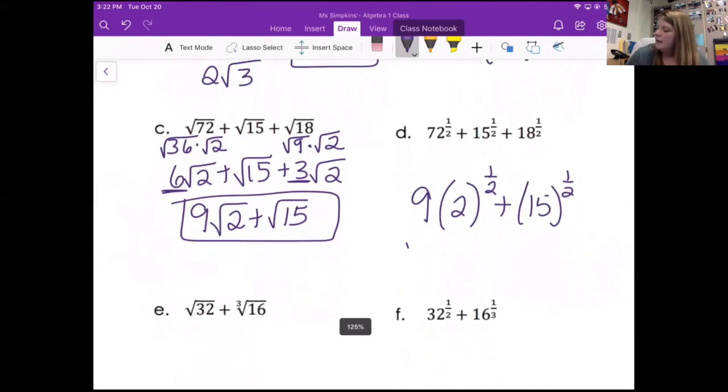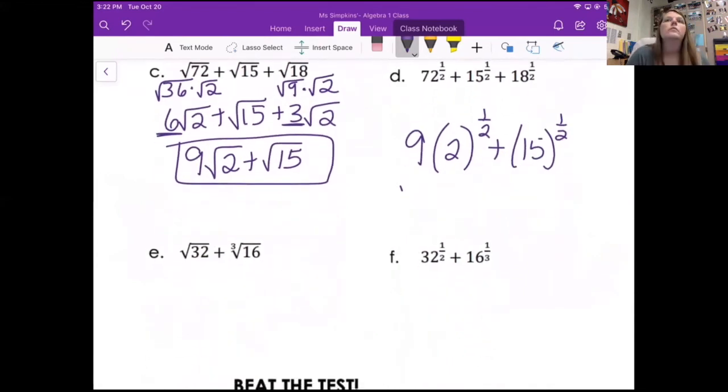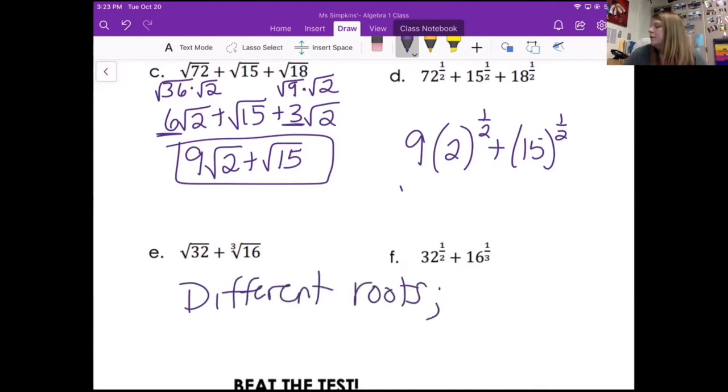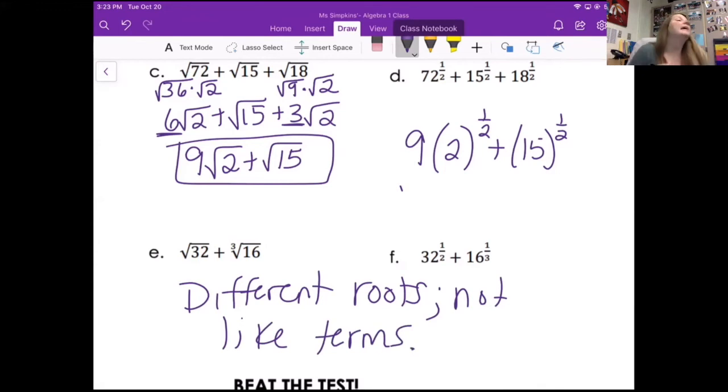What do you see on E? There's a square root and a cube root. Since they are different roots, we can't do anything. Different roots, different rules. So they are not like terms. And we can't even make them into like terms like we have been doing on A and C because they're a square root and a cube root. We're stuck. We can't do anything else. Okay. So that'll be a question.